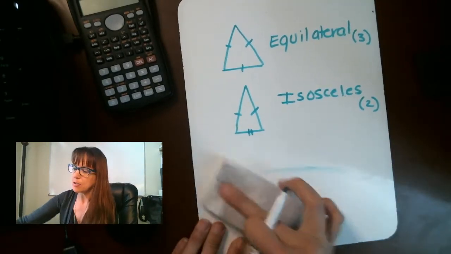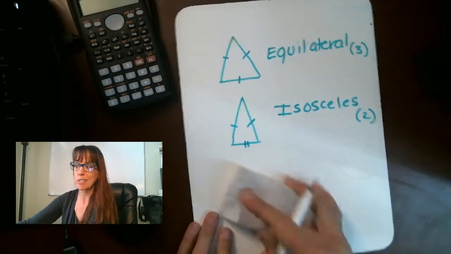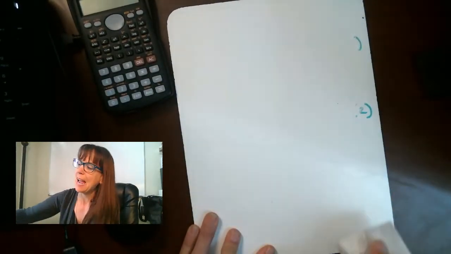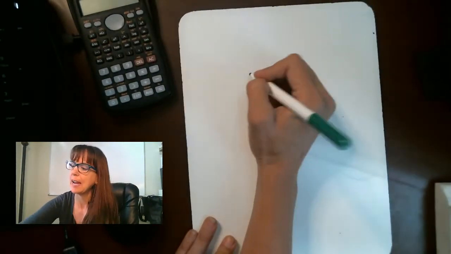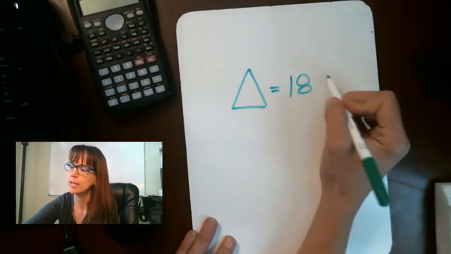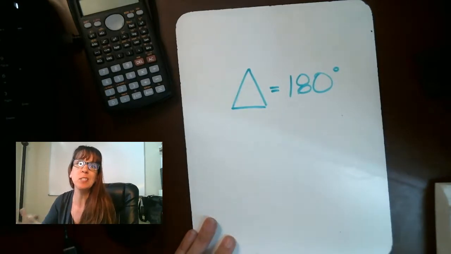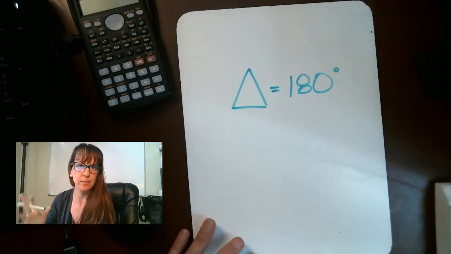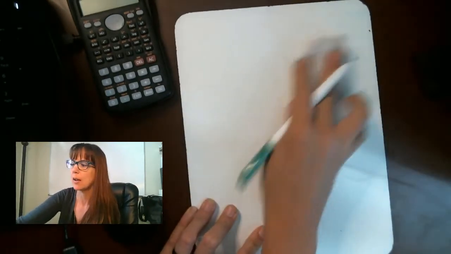Now, the neat thing about triangles is that no matter what their size or type, all of those angles add up to 180 degrees. So a triangle equals 180 degrees, and there's always going to be 3 angles, and only 3 angles. Otherwise, it's not a triangle, it's a quadrilateral or whatever else it may be.